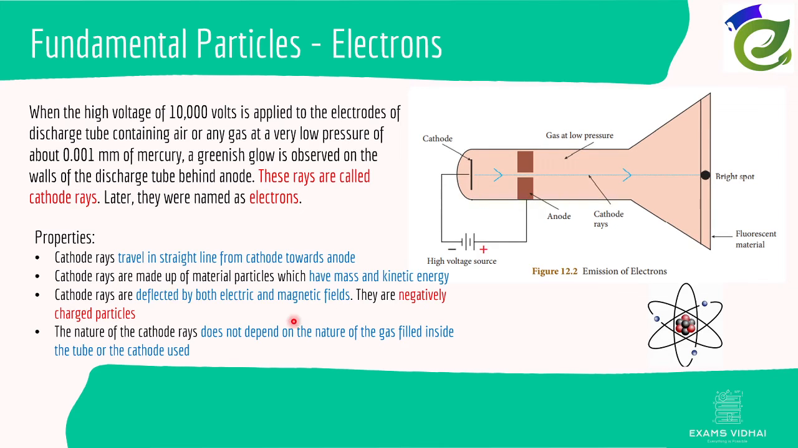The third point states that it is negatively charged, that is, in an electric field, it is deflected towards the positive side, meaning they are negatively charged particles. The nature of the cathode ray does not depend on the nature of the gas filled inside, because we technically pumped the gas out to form a vacuum. So cathode rays do not depend on air at all.